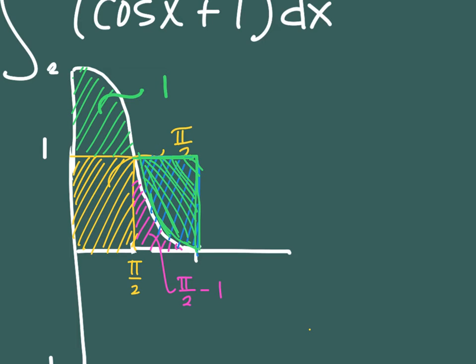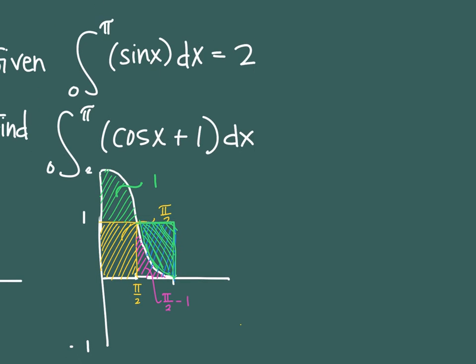So to put all of that together, the value of this cosine is going to be 1 for the green space, pi halves for the yellow space, and then pi halves minus 1 for the pink space. You add all that together, and what do we get? You get pi. Two pi over 2 is pi. All of that from the value of this sine being 2. So you're just thinking of it in geometric puzzle pieces.